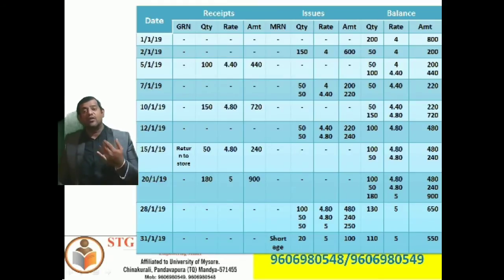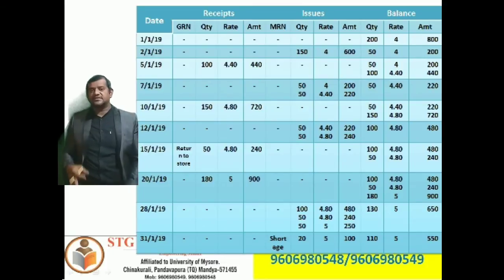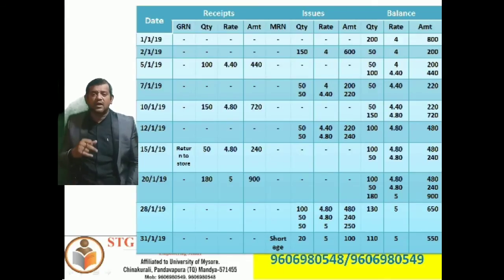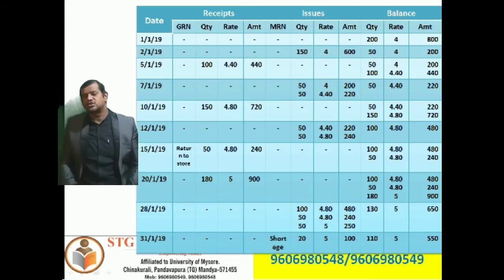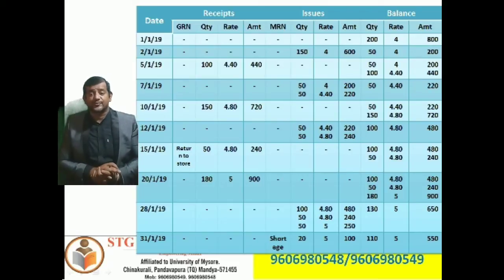So on 12/1/2019, receipt column, GRN nil, quantity nil, rate nil, amount also nil. But in issues column, we do have 100 units issued, that is 50 units of 4.40, 220 rupees, and 50 units of 4.80, 240 rupees. So the balance is 100 units of 4.80, that is 480 rupees.